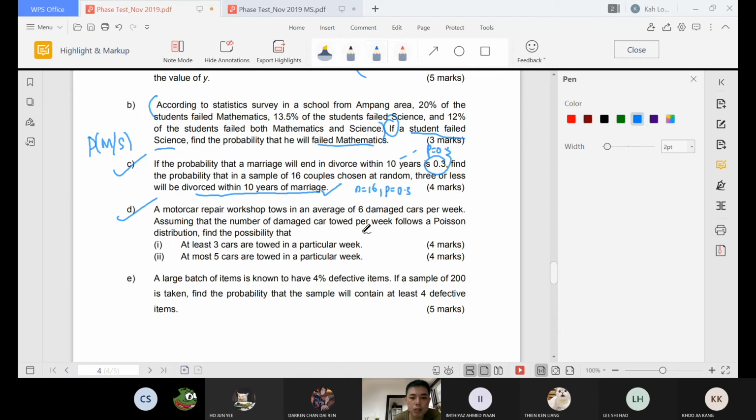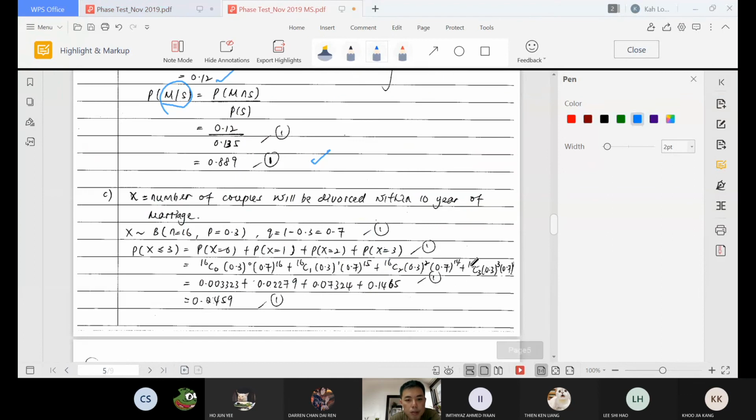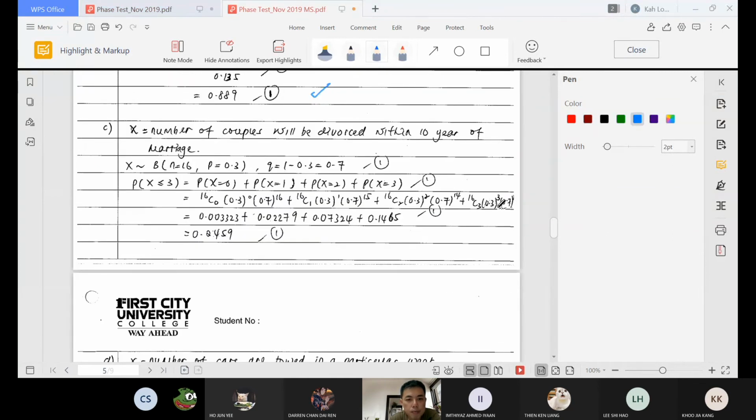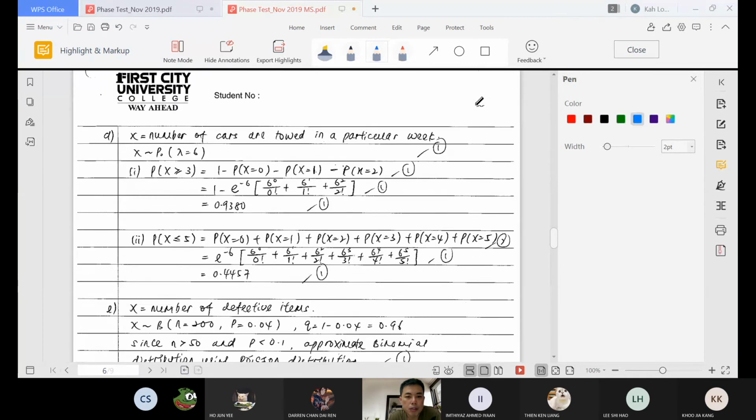Okay, so you look at this also, Poisson, right? Per week, this is per week, so your lambda will be 6. This is lambda also 6. So C and D actually are not difficult. So you can snap the answer, and later on you can do the question. Okay, so you can snap the question D as well.